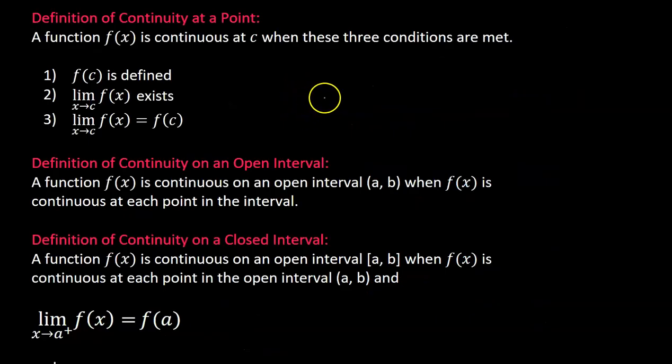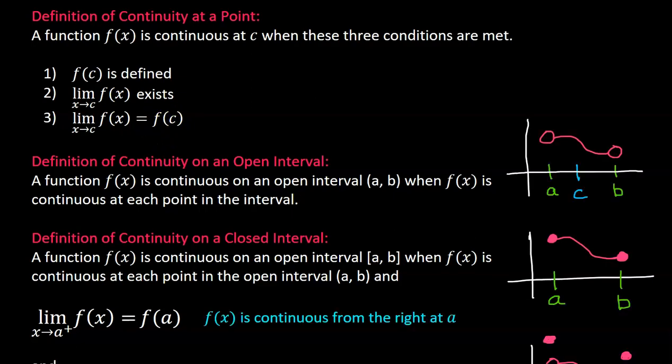In a previous video, we learned the definition of continuity at a point. A function is continuous at c when these three conditions are met. The function has to be defined at c, the limit as x approaches c has to exist, and the limit as x approaches c has to equal the value of the function at c. So together, these three rules guarantee that there will be no break in the graph at point c. So that's continuity at a point.